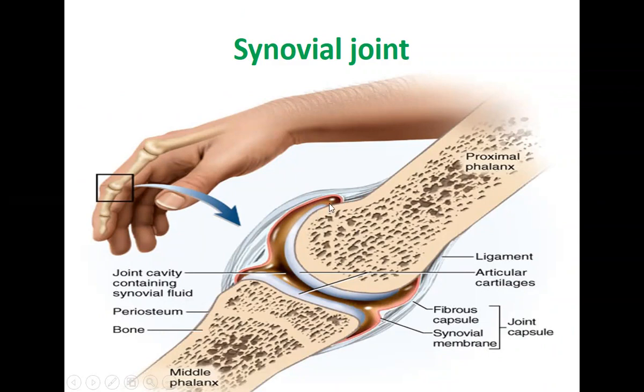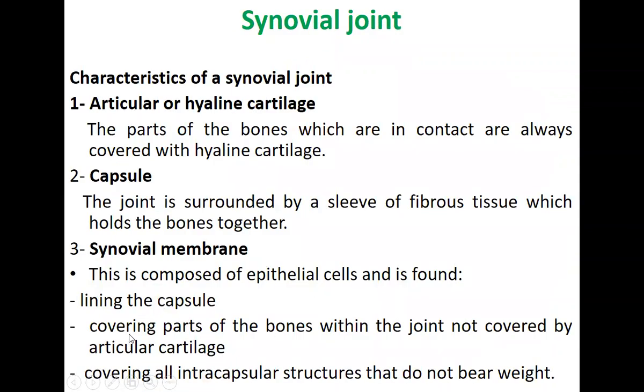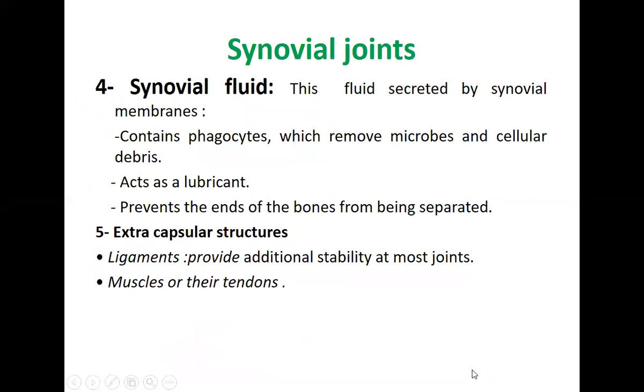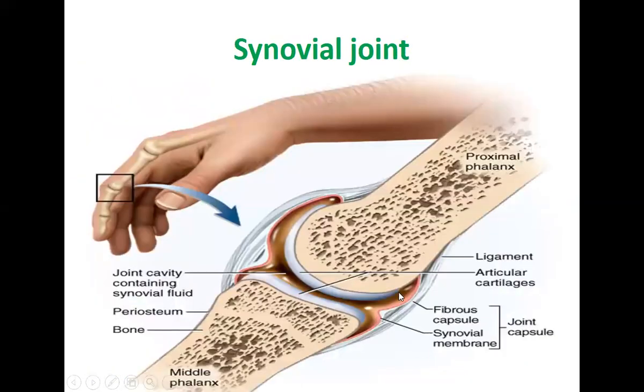Where there is no hyaline cartilage, here it will be present. So here there is hyaline cartilage, so no synovial membrane here or here, because there is hyaline cartilage. So it covers parts of the bones within the joint not covered by articular cartilage. This is a feature of the synovial membrane: covering all intracapsular structures that do not bear weight. Intracapsular means inside this capsule. Within the capsule, whatever structures are there which are not covered by hyaline cartilage are covered by the synovial membrane.